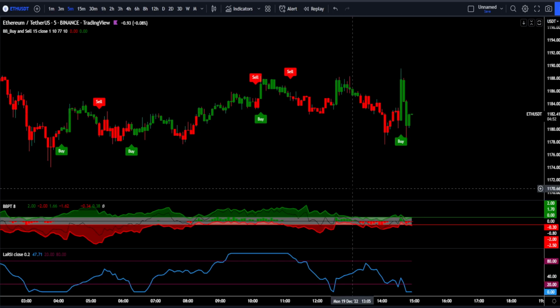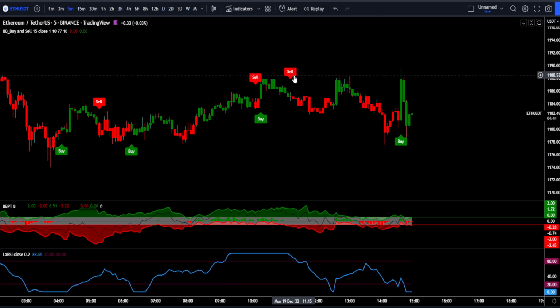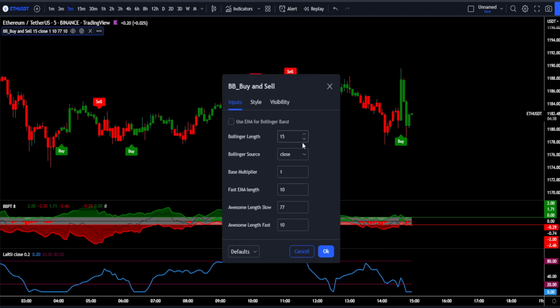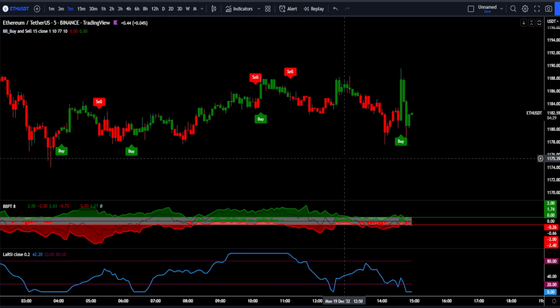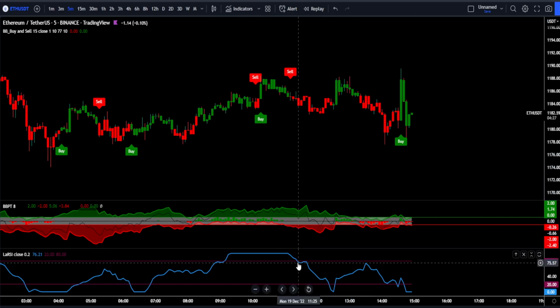So here's the combination that I think works the best with this BBBT indicator. So the first confirmation, we've got our BB buy and sell indicator. By the way, the settings have been slightly modified. And for the second confirmation, I'm using the Laguerre RSI, and the settings are on default.